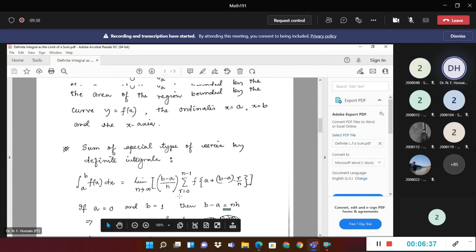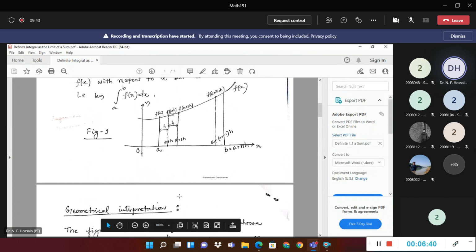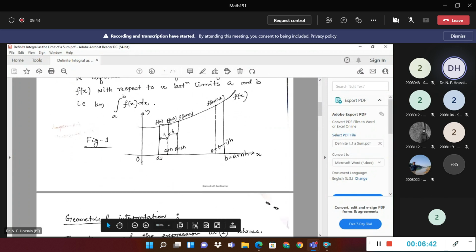Why? Let us go back to the sum. You see here we have taken the area like this, h into f of a. You can take it like this. The area of the first rectangle could be h into f of a plus h. The next rectangle can have the area h into f of a plus 2h. So the last rectangle will have the area h into f of a plus nh. So in that case, r should be equal to 1 up to n.